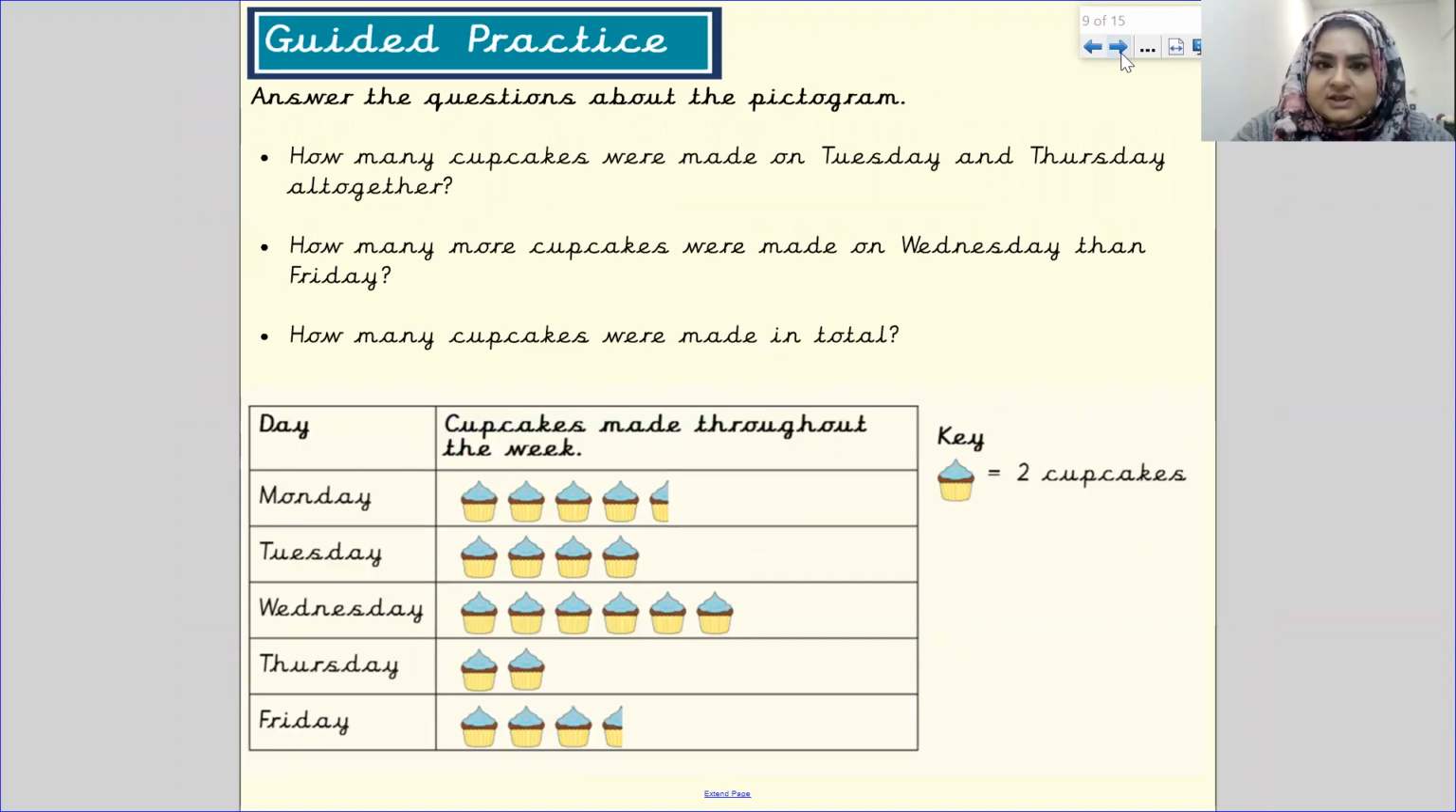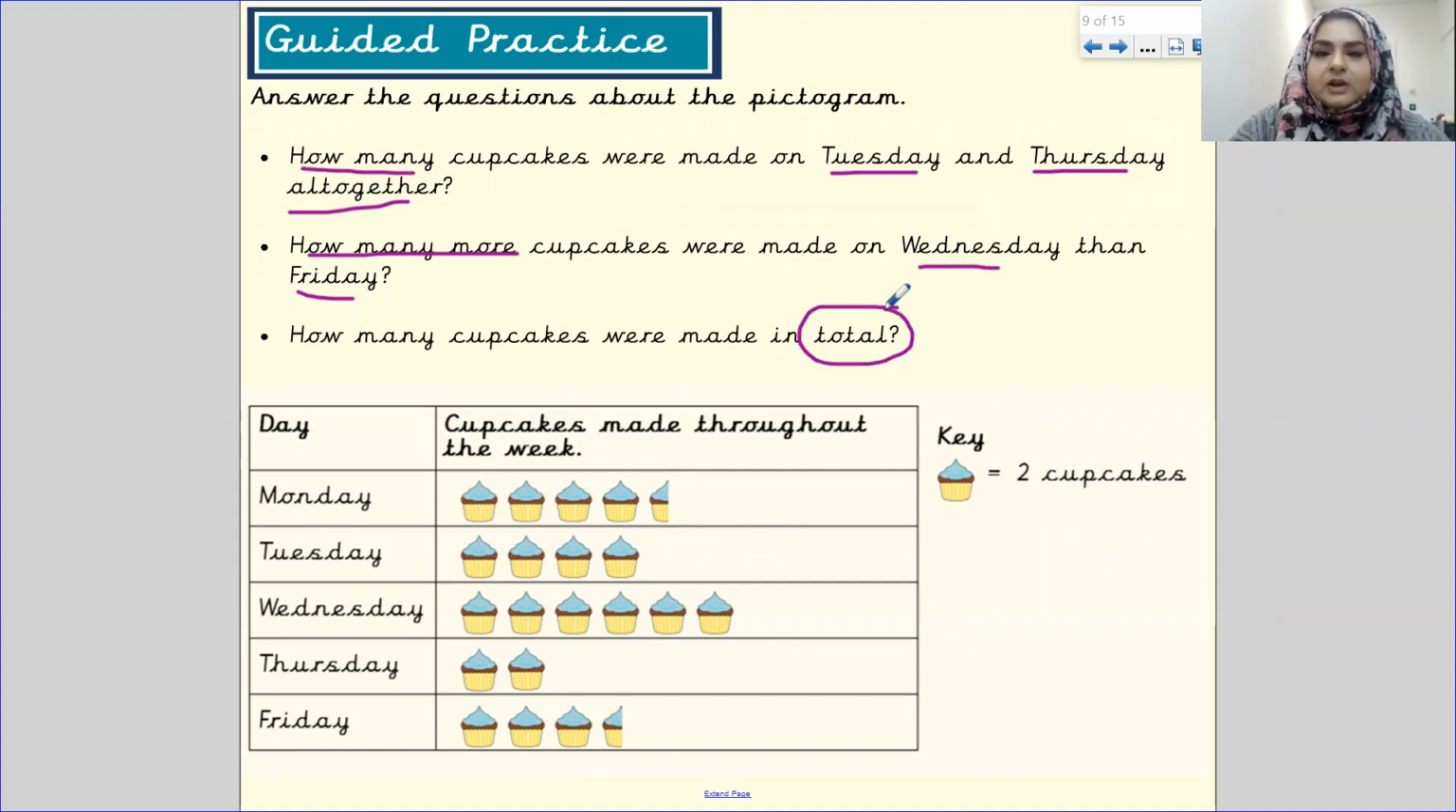Answer the questions about the pictogram below. Okay, how many cupcakes were made on Tuesday and Thursday altogether? Then, how many more cupcakes were made on Wednesday than Friday? And then, how many cupcakes were made in total? Okay, so if you pause the screen now, work out the answer and then come back to my screen when you are ready.